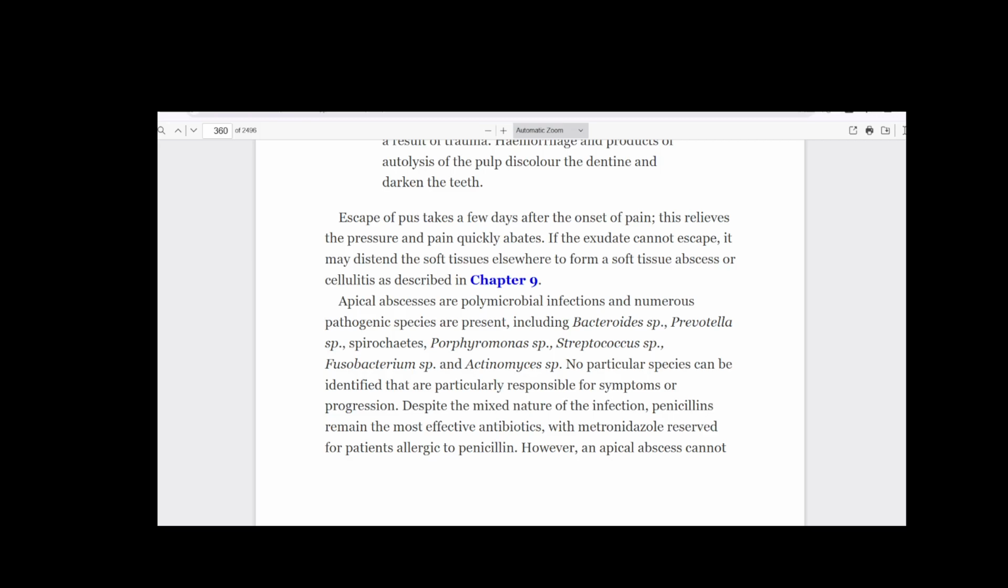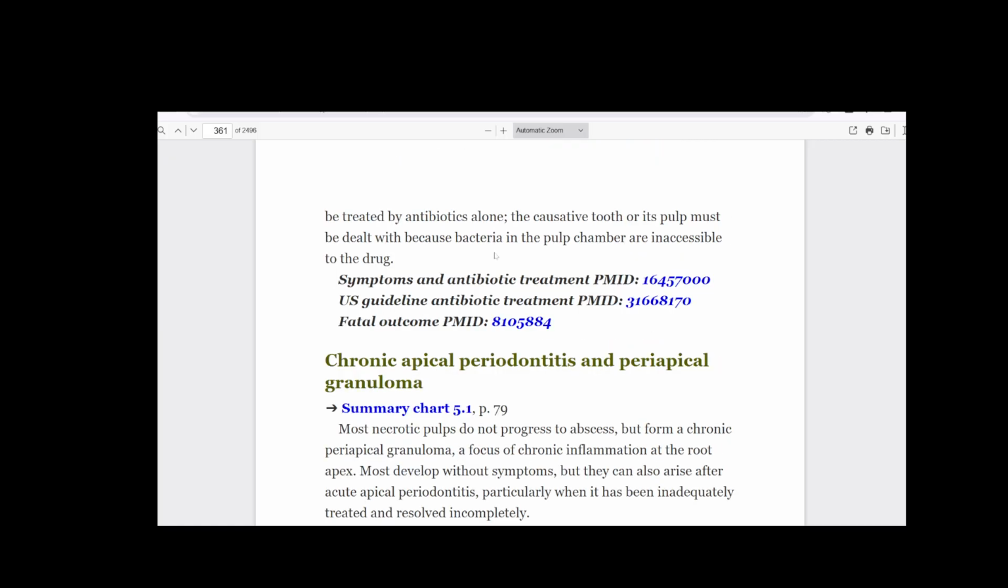Despite the mixed nature of the infection, penicillins remain the most effective antibiotics, with metronidazole reserved for patients allergic to penicillin. However, an apical abscess cannot be treated by antibiotics alone. The causative tooth or its pulp must be dealt with because bacteria in the pulp chamber are inaccessible to the drug. Symptoms and antibiotic treatment.